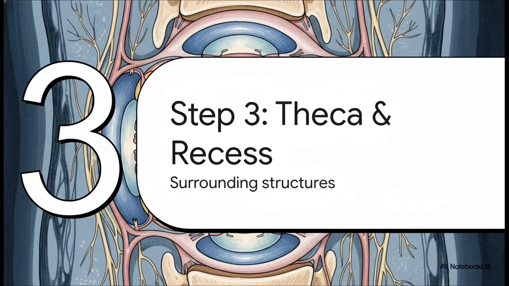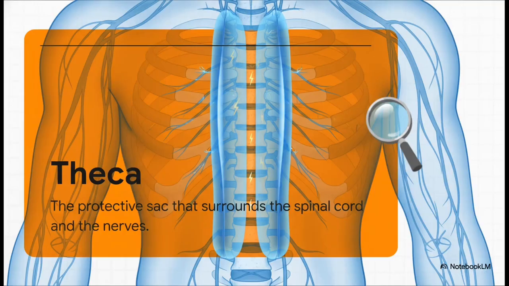All right, step 3. The theca and lateral recess. Okay, the theca. It sounds super complicated, right? Like some highly complex anatomical term. But honestly, it's simply the protective, fluid-filled sac or sleeve that surrounds and houses your delicate spinal cord and nerves. It's basically the secure packaging for your body's main electrical cables.